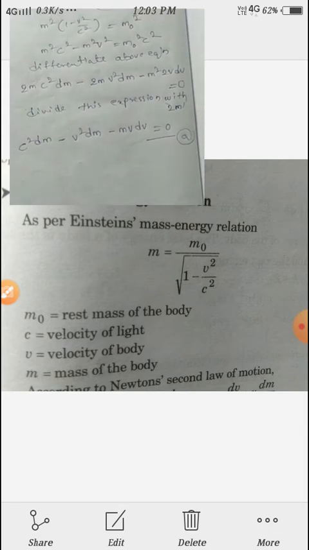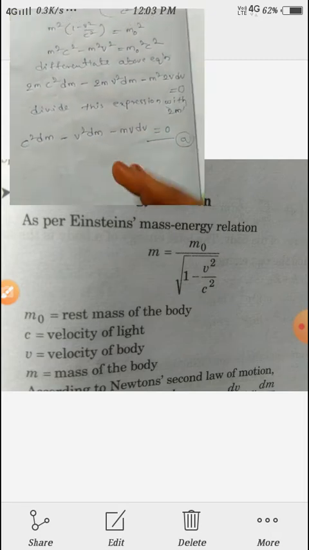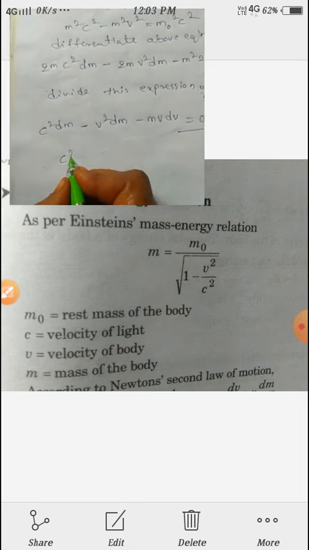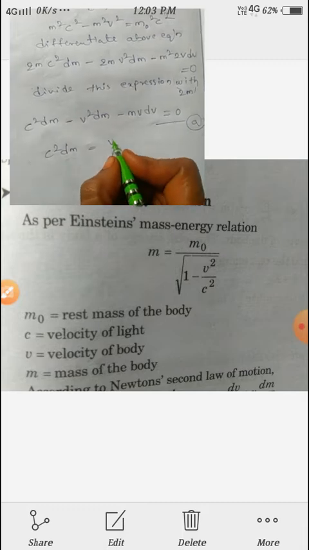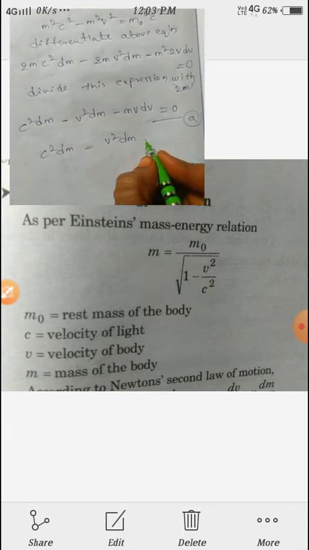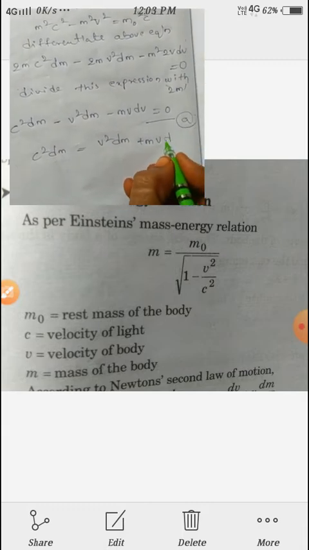Considered as a. c square dm is equal to, taking this term to the other side, v square dm plus mv dv.